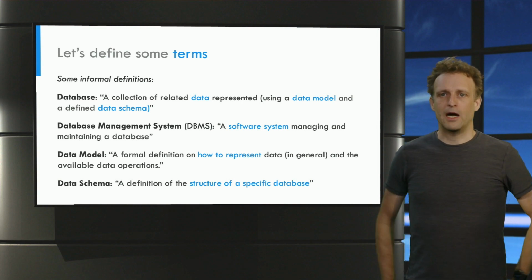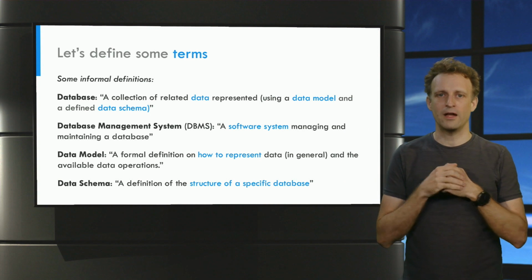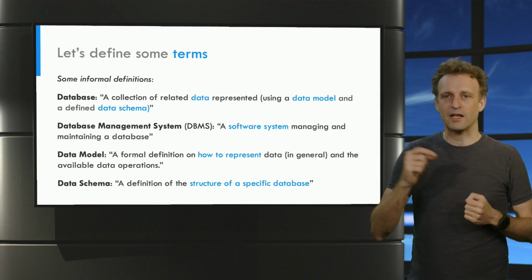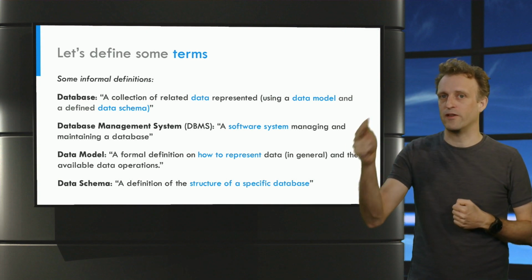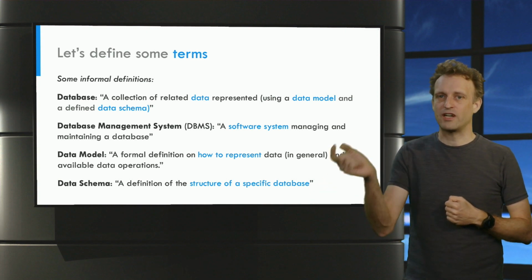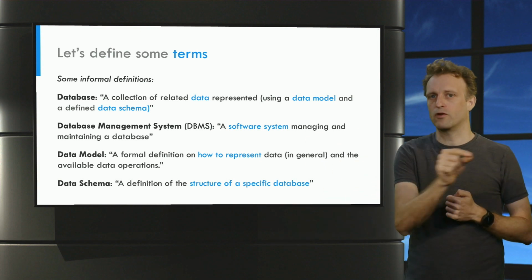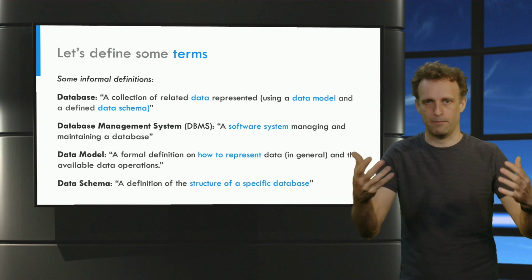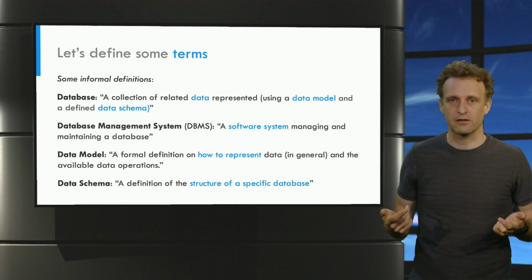The next term in our list is data schema. A schema defines the structure of one given specific database. This contrasts with the definition of a data model, which describes how data is represented in general, and not just for a particular instance. For example, let's assume that I want to create a student database.